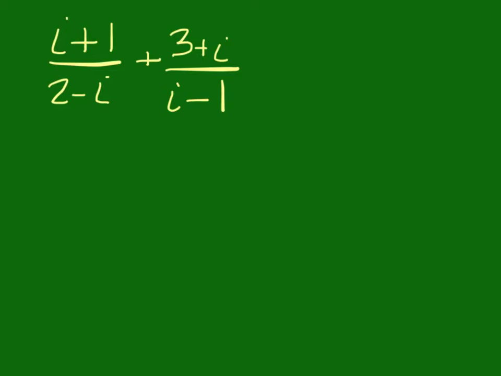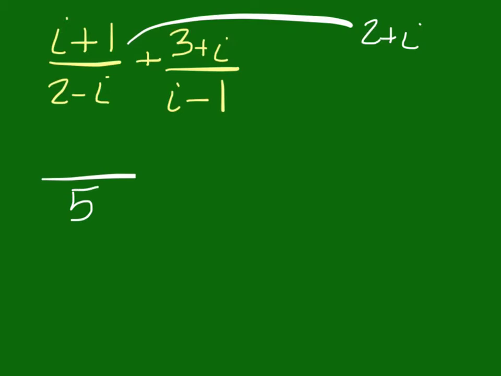Let's simplify first, so let's multiply this one by 2 plus i. If we do that, we're going to end up with 4 minus i squared. 4 minus i squared is 4 plus 1, which is 5. And on the top, when we multiply i plus 1 times 2 plus i, we end up with 2i plus i squared plus 2 plus i.